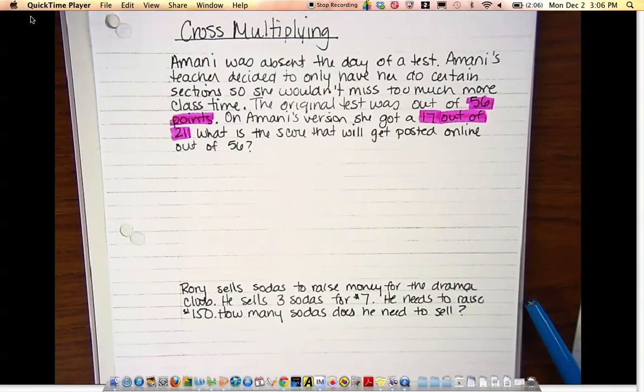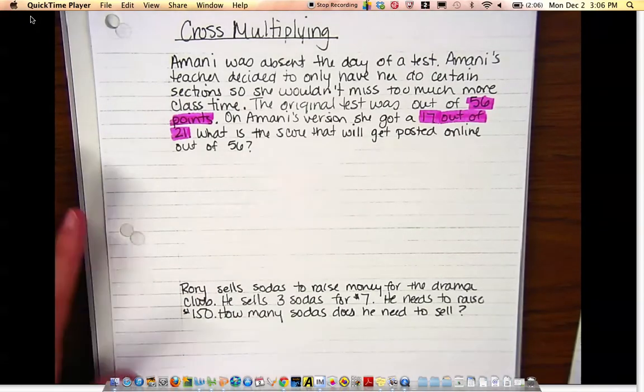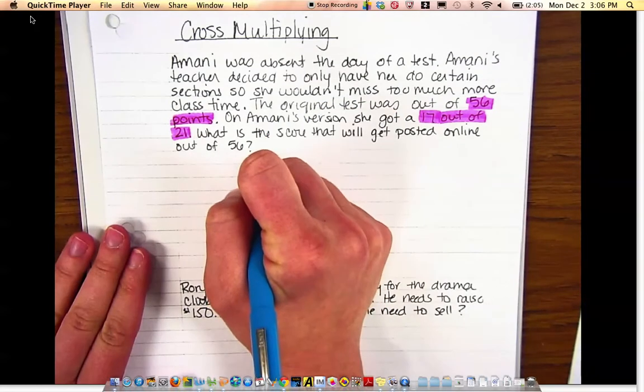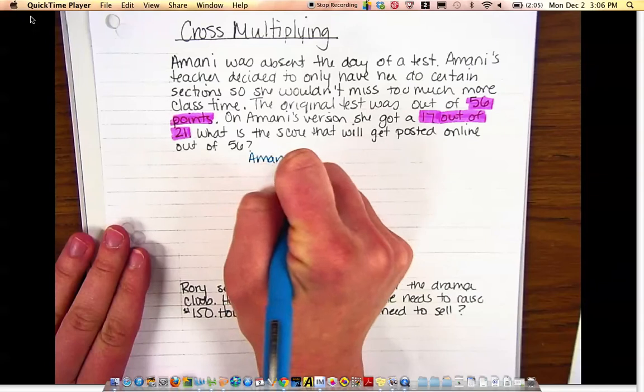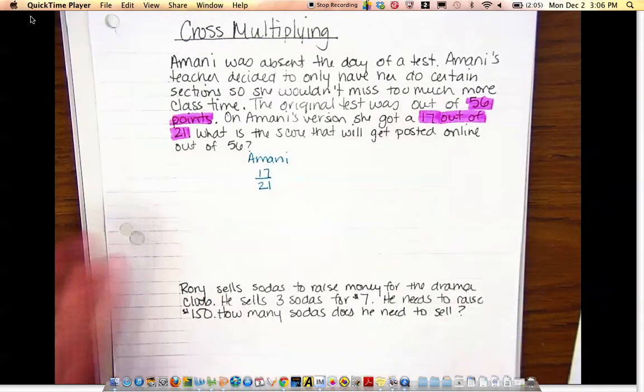So this is something that I as a teacher use frequently, where I have to scale a student's score for one reason or another. The computer only lets me put in, I can't change how many points an assignment is out of based on the individual student. So I have to scale the score, okay? So I'm going to write two proportions out. The first one is going to be for Amani. Amani got 17 out of 21.